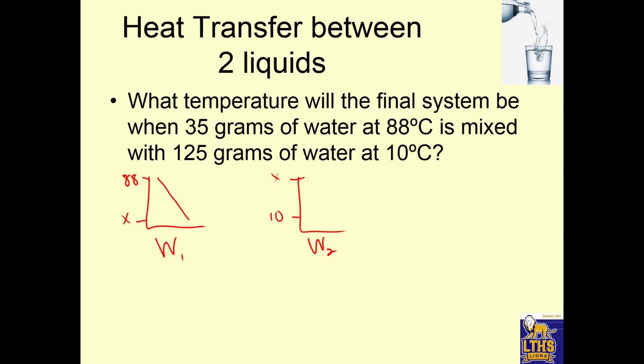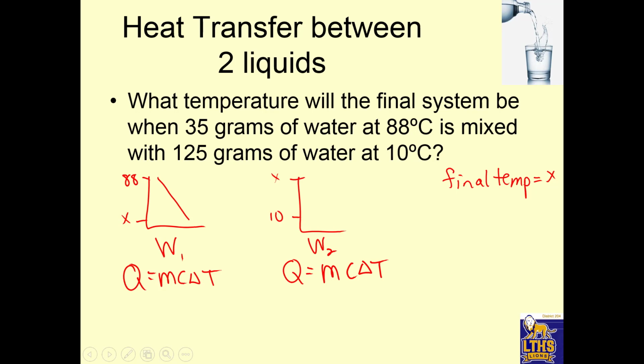So we know that the final temp, X, is going to be the same for both. Okay. So then we use Q equals MC delta T for this, because it doesn't change phase, and Q equals MC delta T for that, and then plug in the right things. The thing you have to break out here is that 88 minus X is going to be that temperature change. And then the mass, 35 grams. And then specific heat is 1 calorie per gram degree Celsius. And this is going to be degrees Celsius.